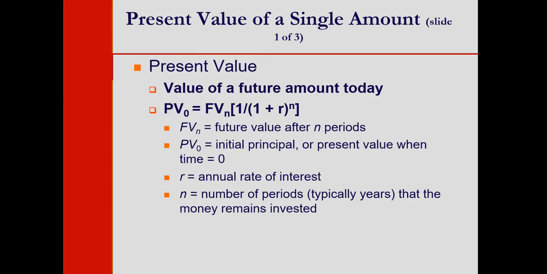In the previous video, I have already explained this formula and where it comes from. FV here stands for future value after n periods, R is the annual rate of interest, N is the number of time periods, and PV at 0 means today's value, which is the initial principal or the present value at time 0.